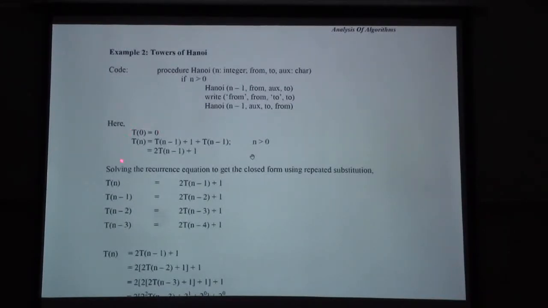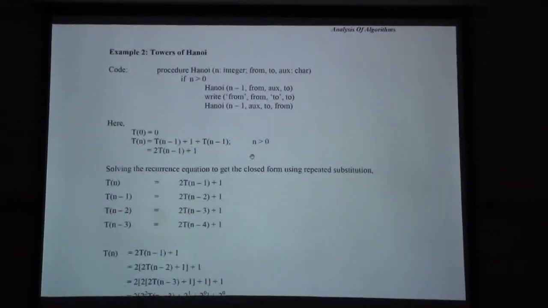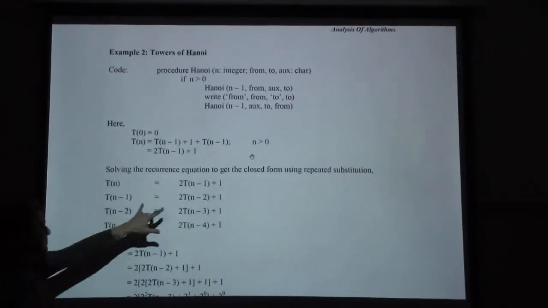T of n is equal to 2 times T of n minus 1 plus 1. And that's what it is right here. So now what we're going to do is expand our substitutions. We're going to try to do this 3 times and see if we can generalize it.